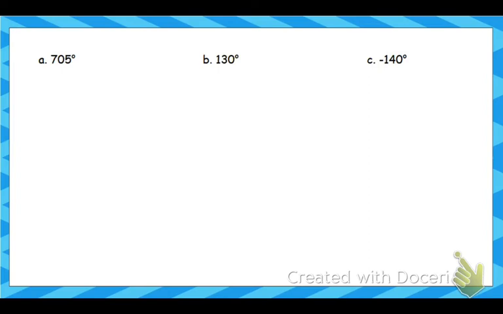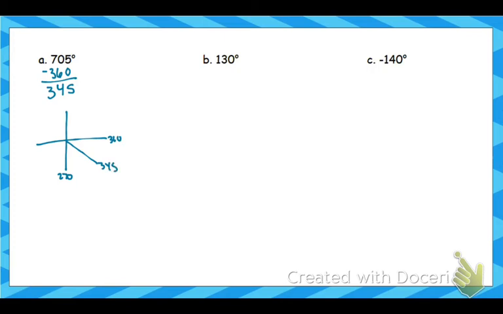All right, 705. So we first have to figure out where 705 is going to fall. Since that's more than a full circle, I'm going to find a coterminal angle, and I'm going to subtract that full circle and find that 705 is coterminal to 345. Well, 345 would end in quadrant 4. It's past 270 and not quite at 360.